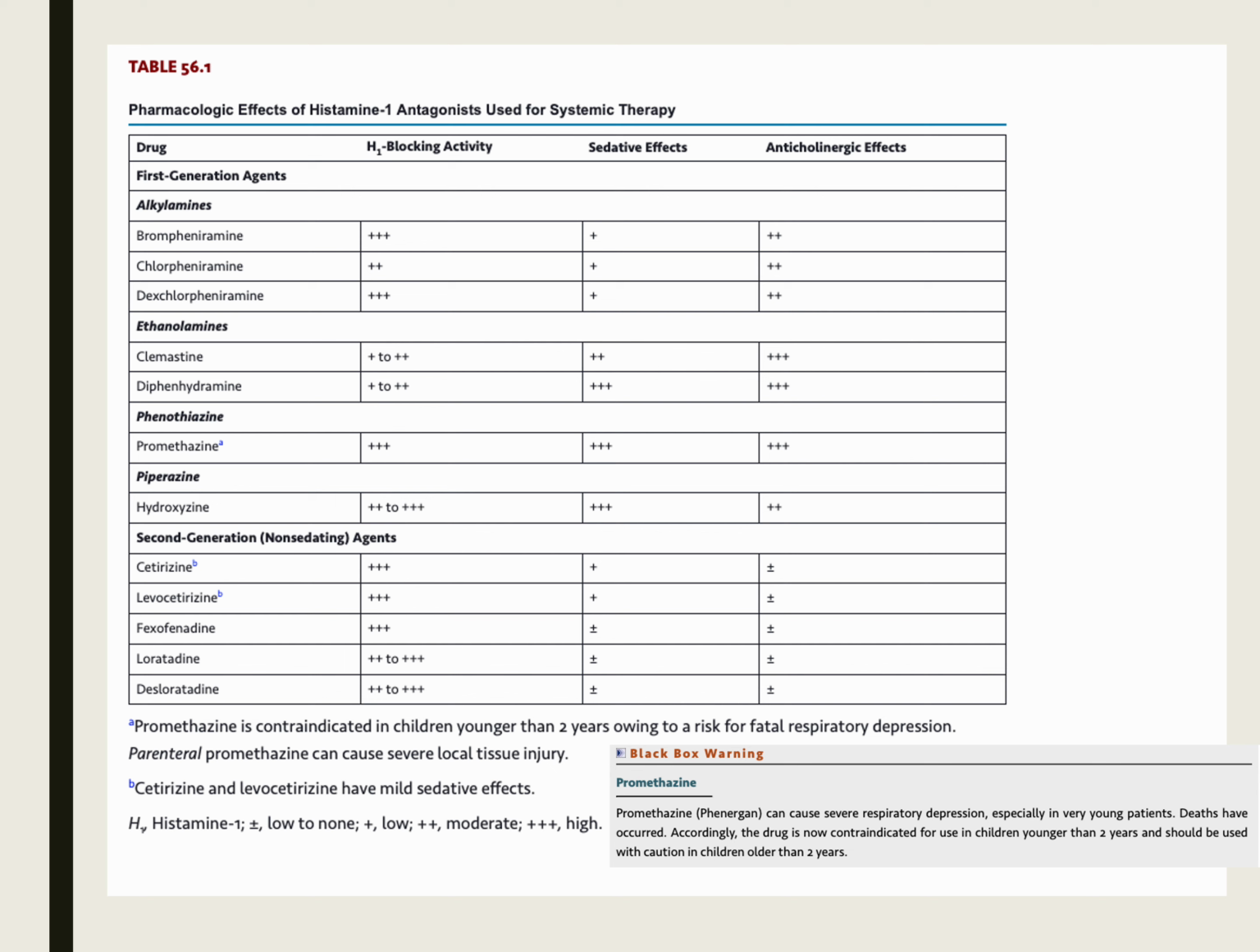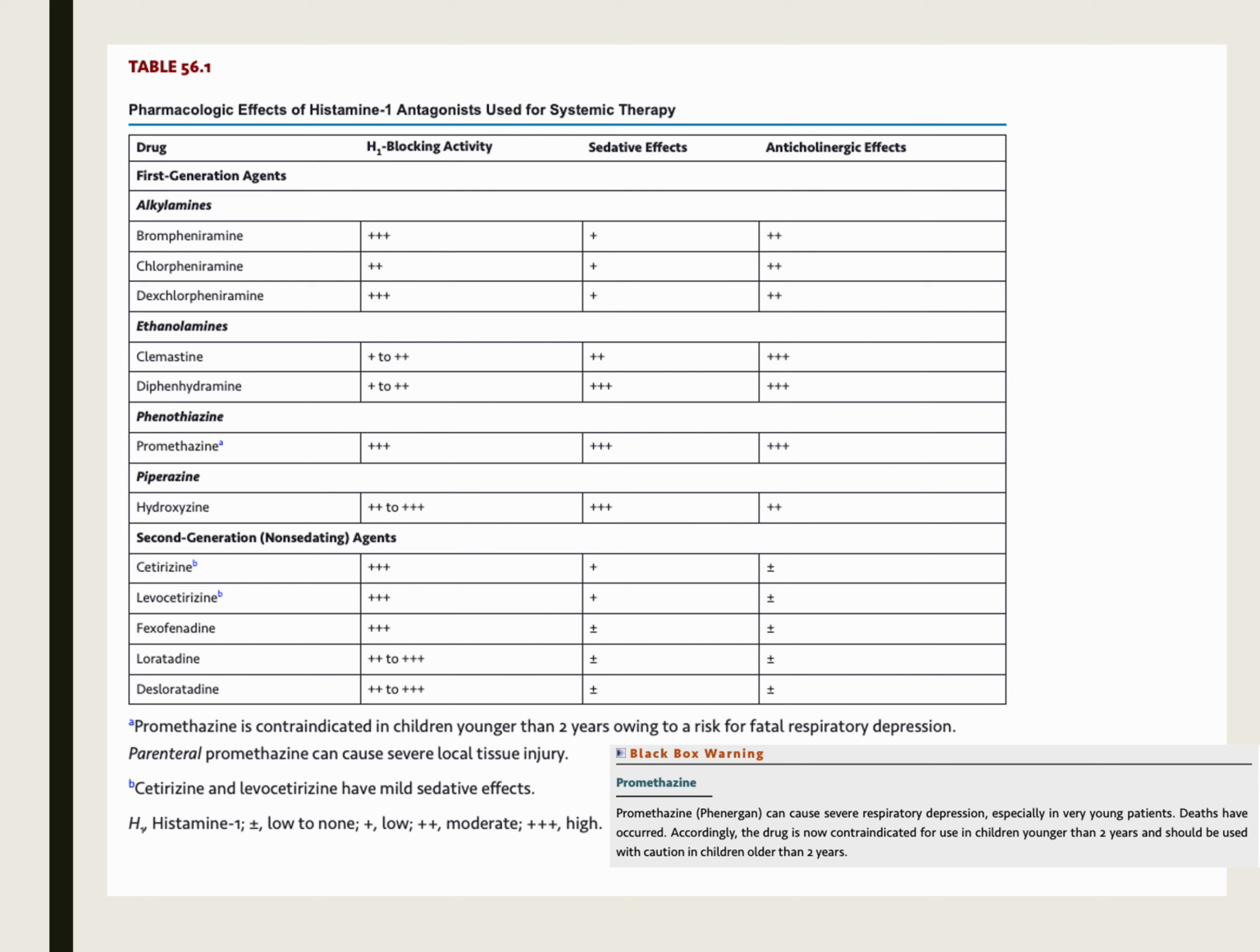Some of them have a moderate to high antihistamine effect, in comparison to the first generation agents that have a very low to none H1 blocking activity. For instance, one of those drugs that I see here is diphenhydramine. It has just one plus sign to two plus signs. In terms of sedative effects, diphenhydramine or Benadryl actually has a high risk for sedative effects as well as anticholinergic effects. We see the same thing for promethazine, which is also referred to as Phenergan.